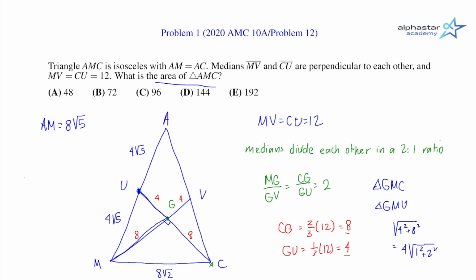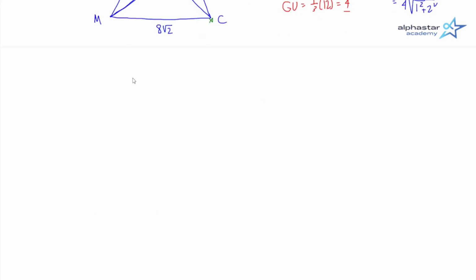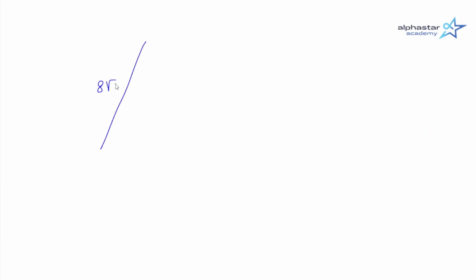So AM equals 8√5, and now we just have an isosceles triangle, and we know all of its lengths: 8√5, 8√5, and the base, remember if you go up here, the length was 8√2. So now we have basically all the things we need to find the area of this triangle. As always, when you want to find the area of an isosceles triangle, we want to find the height, right? Because we already have the base.